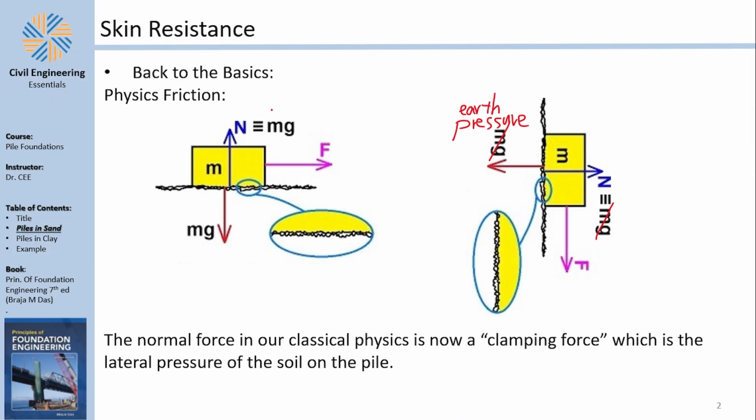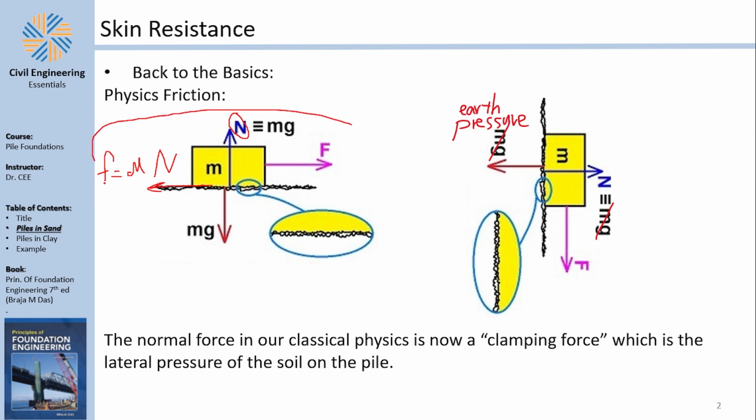Alright, now before I start, I want to go back to the basics of physics. If you have a block moving on a rough surface, then there is friction. And the amount of friction depends on the reaction N and mu. So the friction force usually is mu, a friction coefficient, multiplied by N.